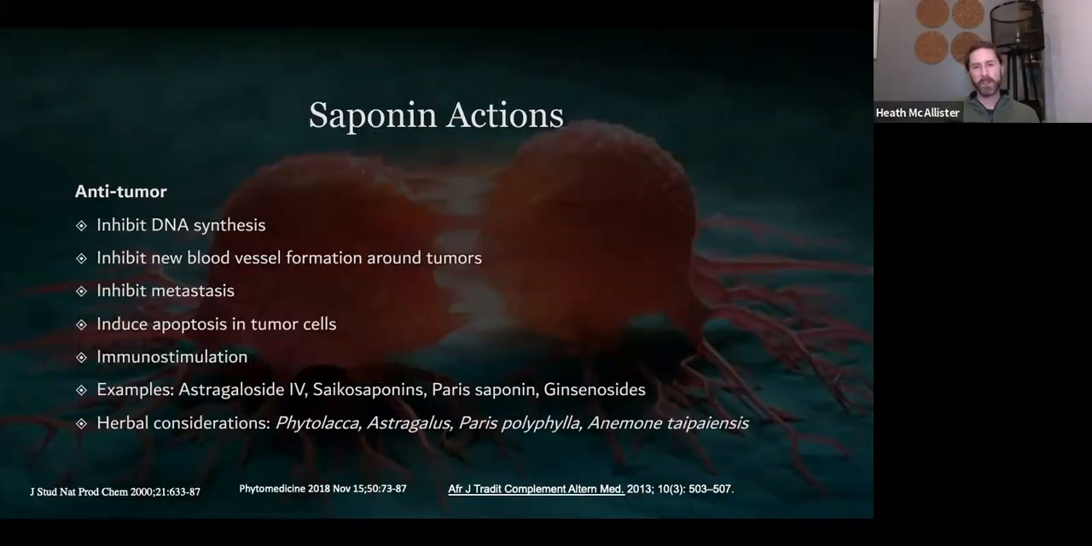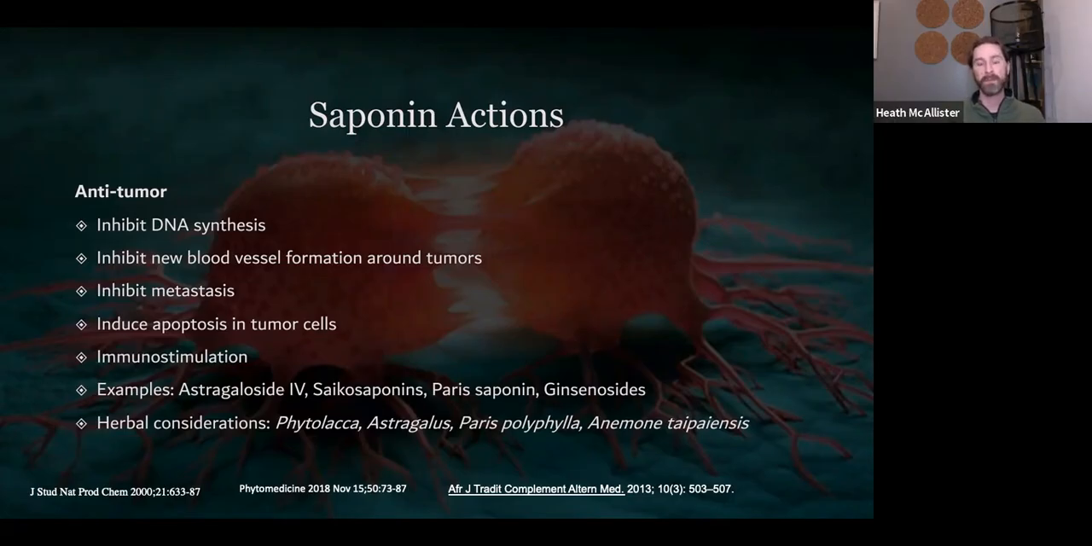Many of these herbs have been shown to have anti-cancer effects, and there's a variety of reasons why they can do that. They can inhibit DNA synthesis. They can inhibit basically neovascularization, so you're not having new blood vessels form around the tumors to feed the tumor more blood. They inhibit metastasis, which is obviously the movement of cells from one area of your body to another, spreading the cancer. They can induce apoptosis, so programmed cell death in cancer cells. And they can stimulate the immune system to be more attentive to cancer cells and actually go after them.